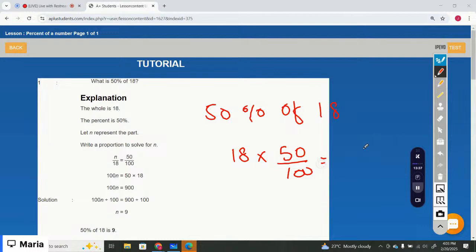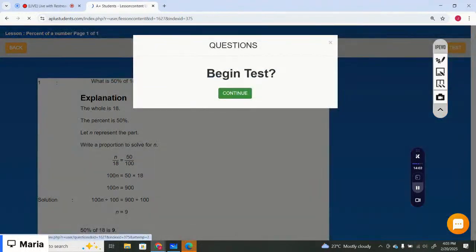You have to use the calculator. 18 times 50 is 900, divided by 100. So 900 divided by 100 is 9. That means 50% of 18 is 9. And if you think logically, 50% means half of a number. Half of 18 is 9. Got it? Let's just start with the test questions.